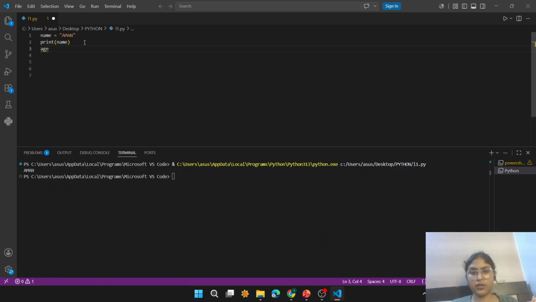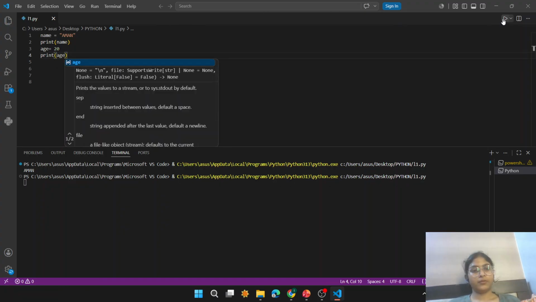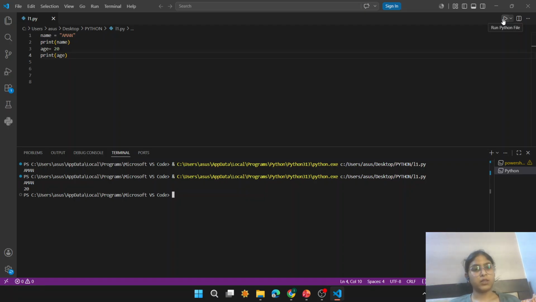Let us take another example. For example, age equals 20. Again here you can see age is the variable that we have created. 20 is the value, nothing difficult. Print is printing the age. Whatever value the variable called age has, print is printing that value. A variable simply stores information.